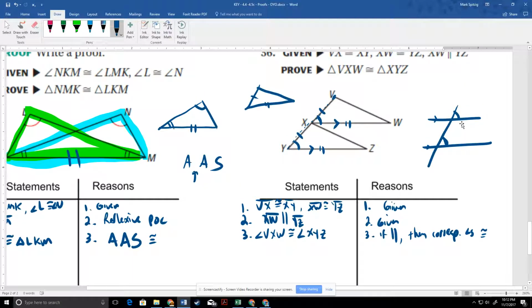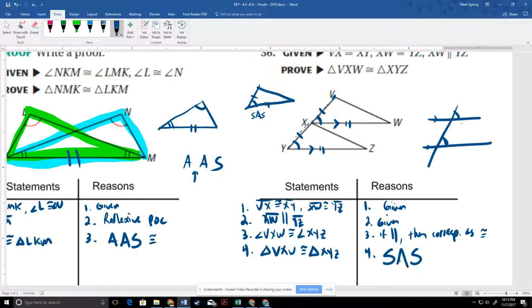All right. And then finally, we do have enough because we know that now that angle, right? So we have two sides and the angle that's included between, right? So we have enough to say that triangle VXW is going to be congruent to triangle XYZ. And of course, the reason is that we have two sides and the included angle are congruent. All right, there it is.